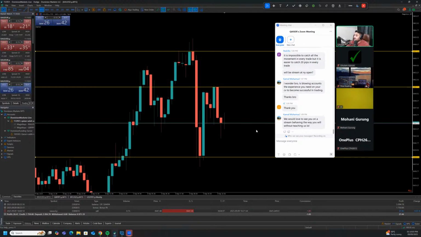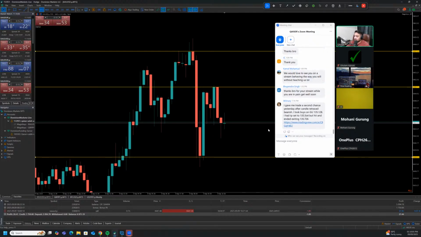So yeah, it's a long conversation again. Wilmade just sent me something: I gave the trade a second chance yesterday after the candle retraced bearish. I took buys on GU. Okay, let me see this chart.